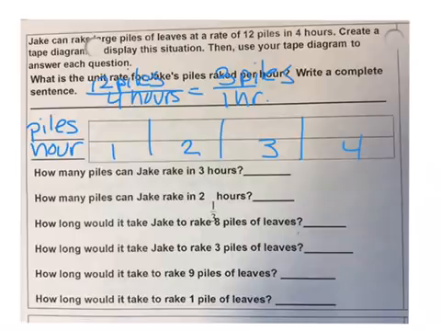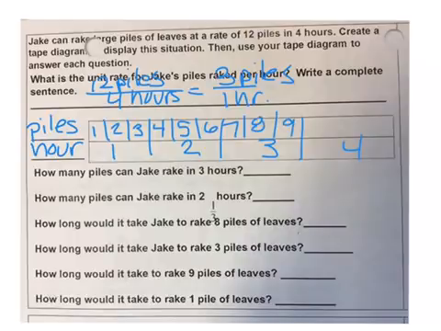So for every 1 hour, we need to divide this into thirds because there's 1, 2, 3 piles. Then we're going to take this next section and divide it into thirds, and we're going to have 4, 5, 6 piles. Then we're going to have 7, 8, 9 piles. Then again, divide it into thirds and have 10, 11, and 12 piles.